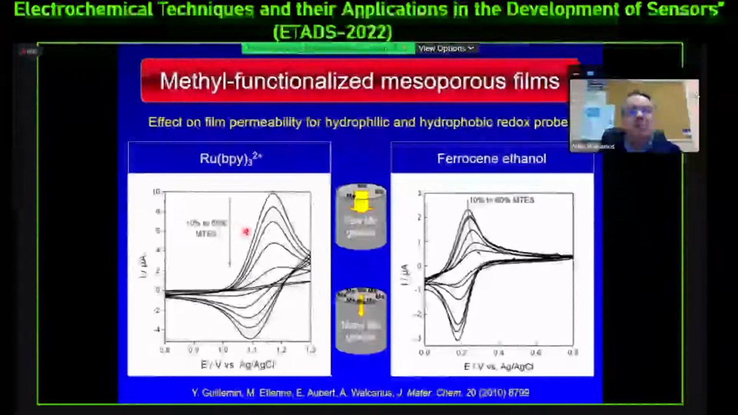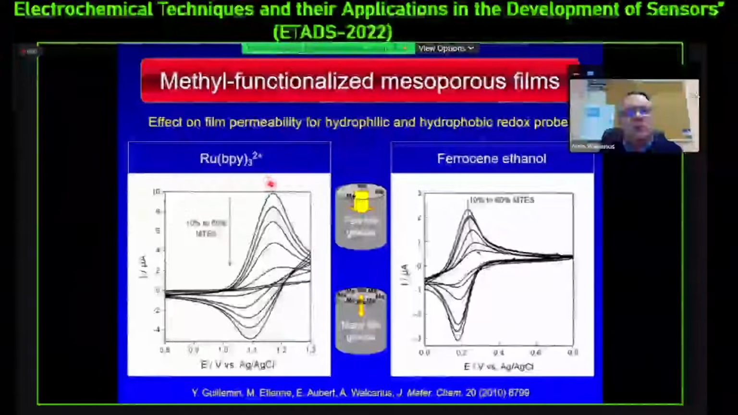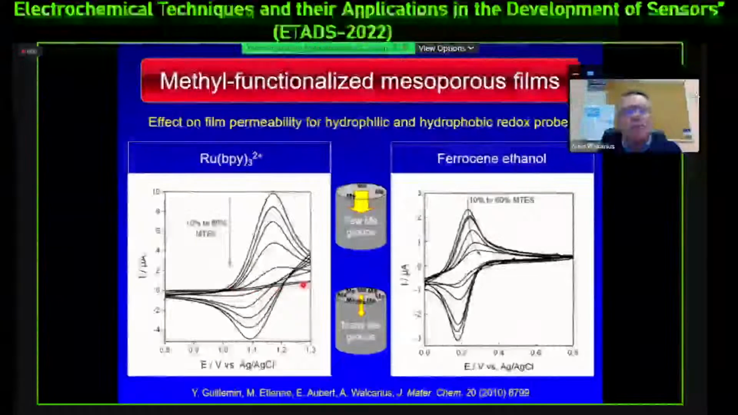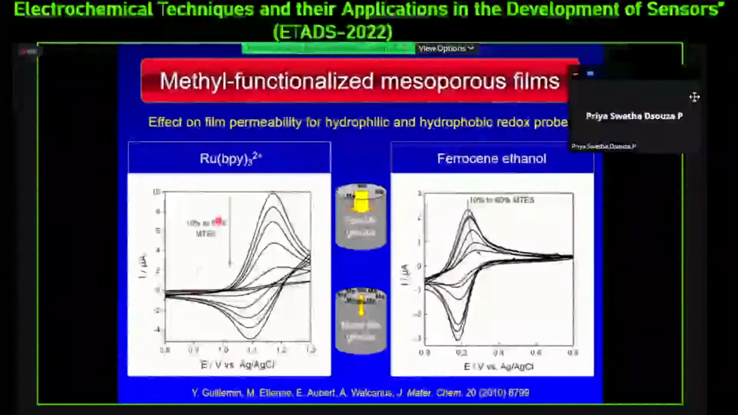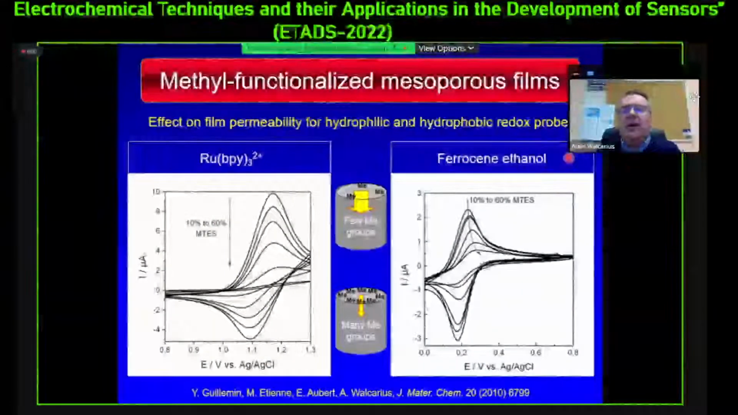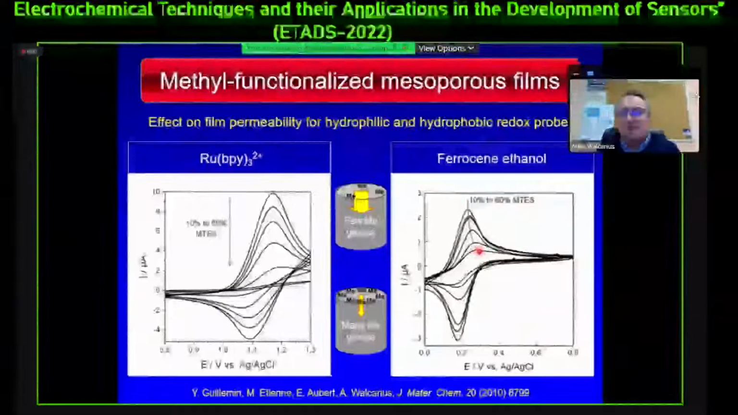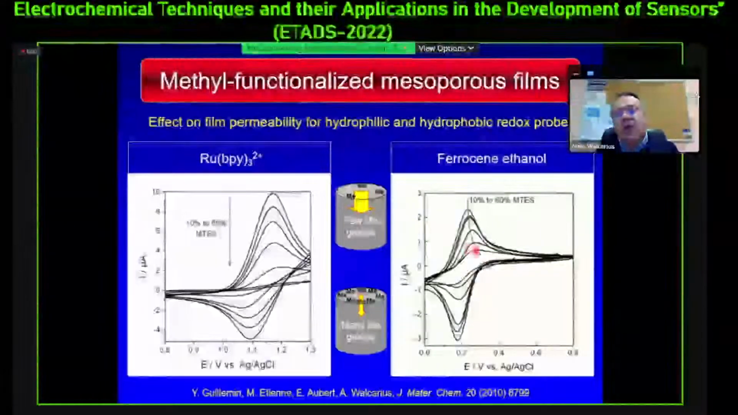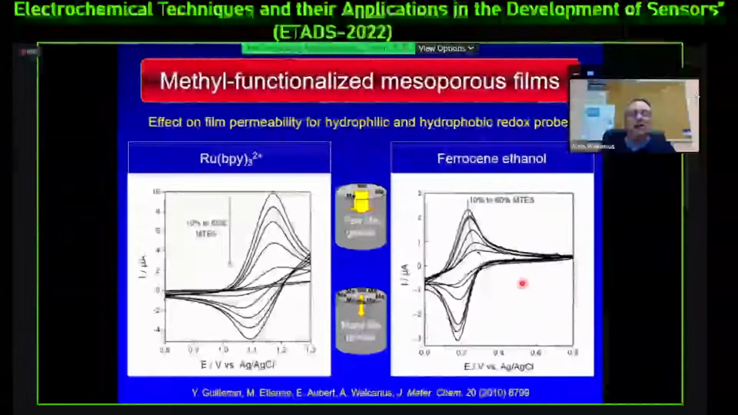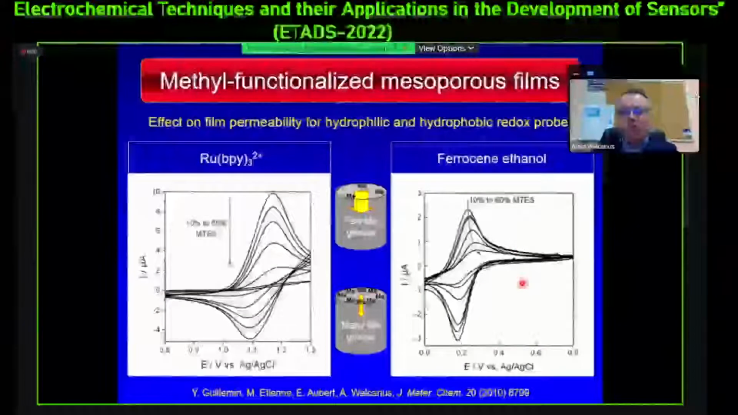But as you can see, this decrease is different. If you use a purely hydrophilic probe, you reach the zero value, you block completely the film for the 60% film. But on the other hand, if you use a neutral probe, which is a little bit less hydrophilic, the decrease is a little bit slower, and you have still a well-defined response of this ferrocene ethanol, even at 60% of the film. So you play only with the hydrophobic-hydrophilic balance.